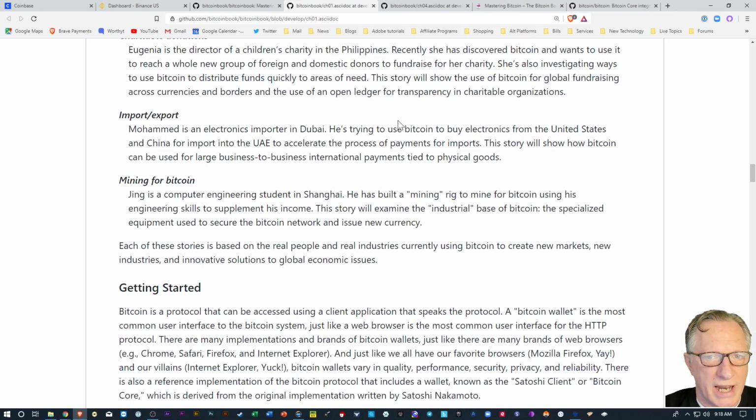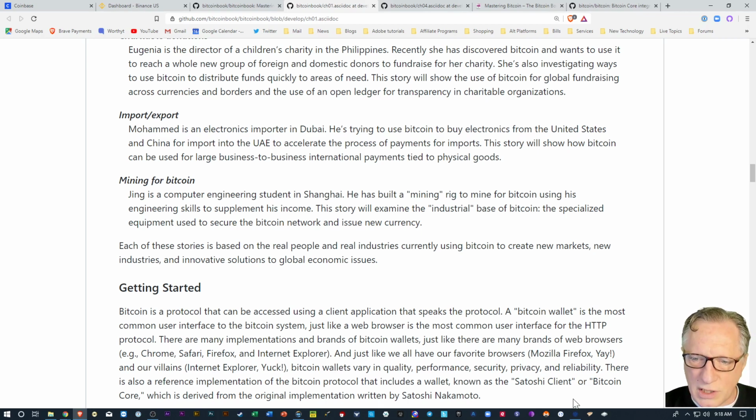And for importing and exporting goods, instead of having to go through currency exchanges and international settlements and banks and all that other stuff, I could just as easily send Bitcoin directly to someone in a different country that is willing to accept Bitcoin, right? And then there's this whole idea of mining for Bitcoin, which is how Bitcoin is created, which is solving mathematical puzzles on your computer, and that's a little bit beyond what we're going to talk about today.